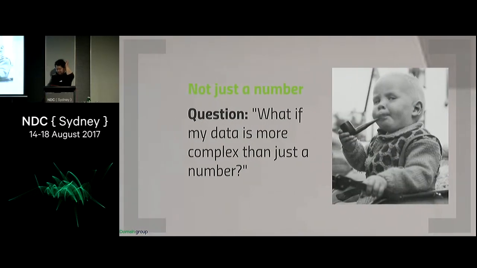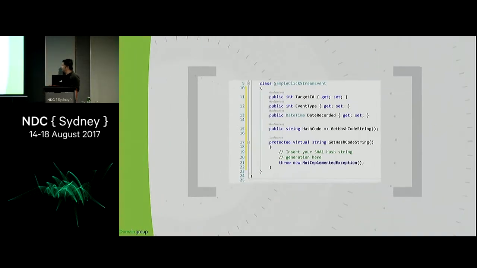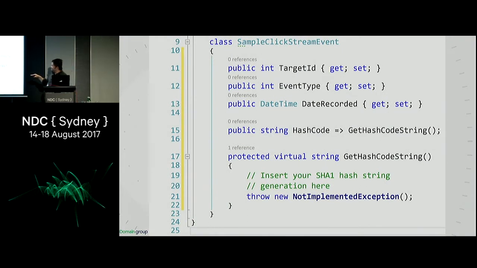The other question I mentioned before is, how do you deal with a situation where it might be more than just an int or just a number? As it turns out, it's not that different. So here's a sample clickstream event. And what we do is we take all the properties that you see here and put together one string that is concatenated. And based on the content of that string, we generate a unique hash code with a hashing algorithm.